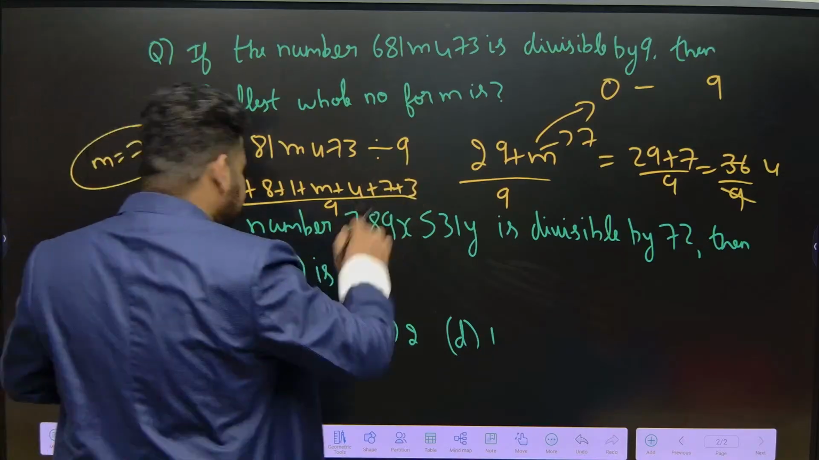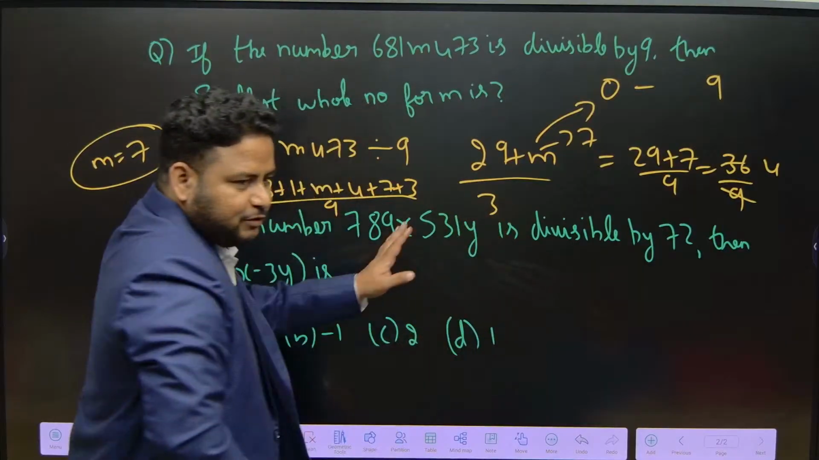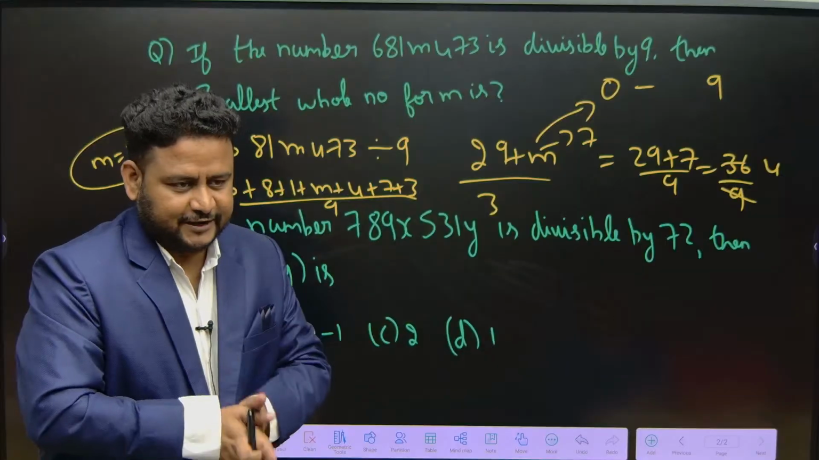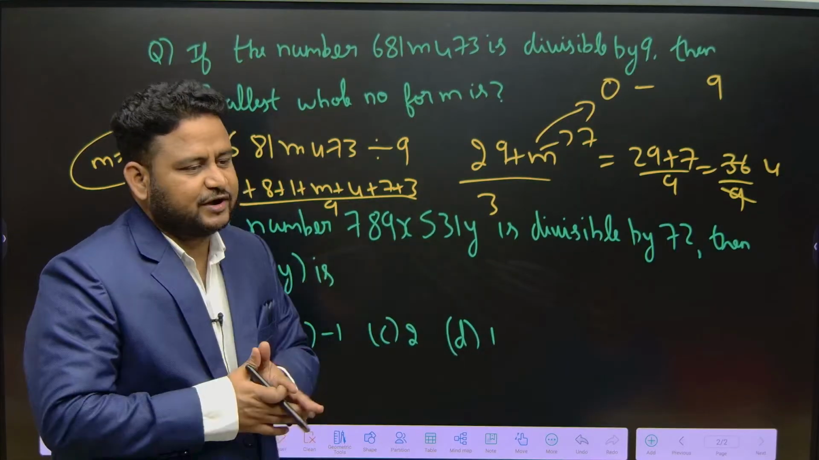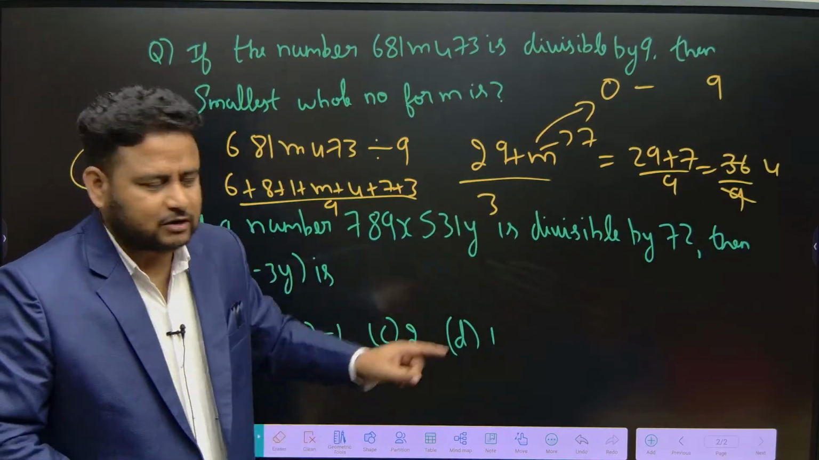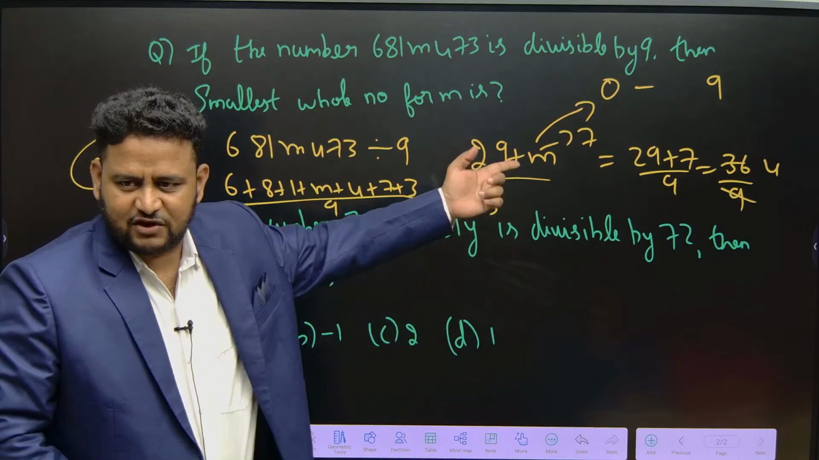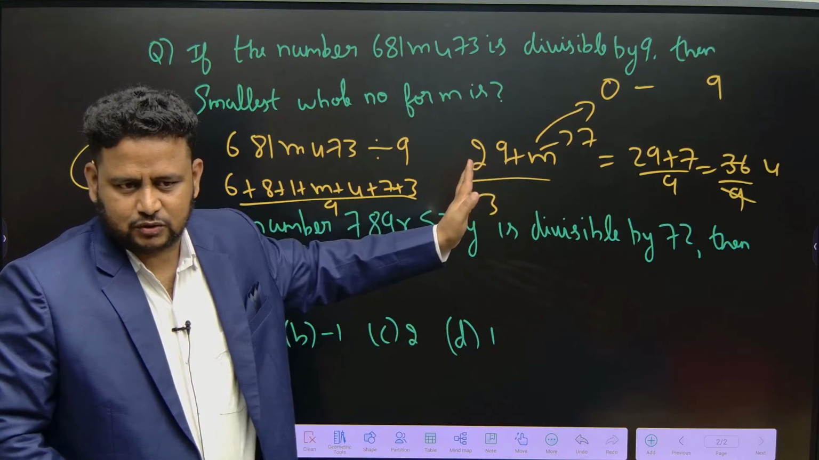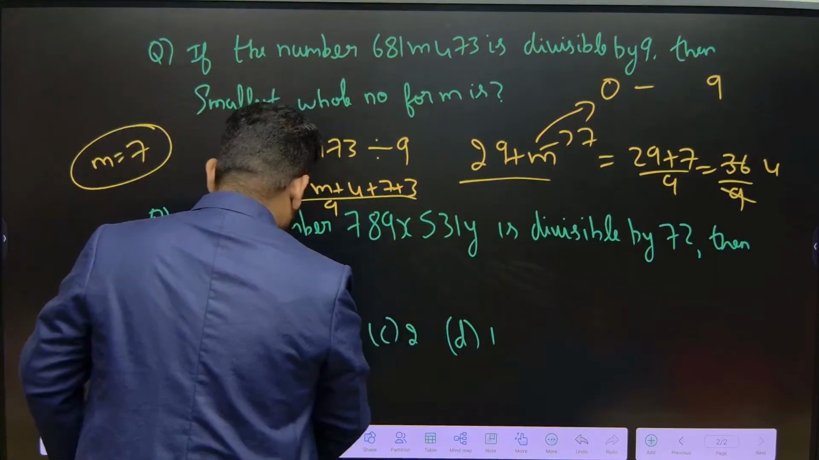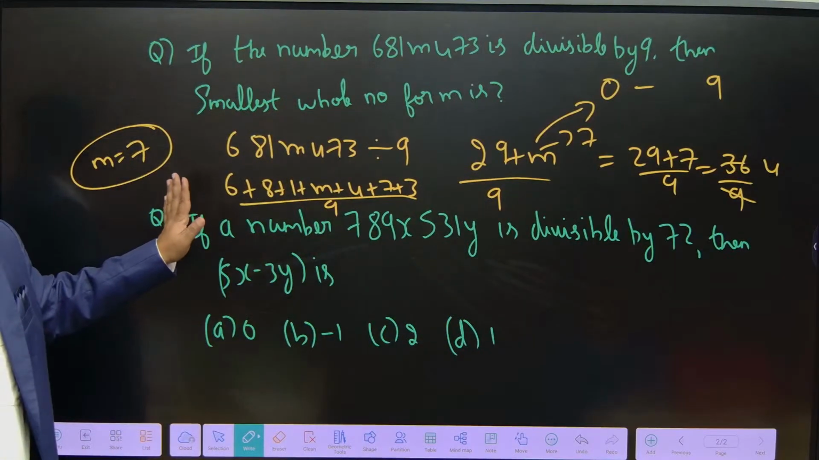Suppose instead of 9, if they had given something like 3, hypothetically I am giving a question. They are telling this entire number is divisible by 3. What is the smallest whole value for m? It should be 1. Why? Because 29 plus 1 is 30. 30 is divisible by 3. Then m value will become 1. Understood? But the question that they have given is 9. This is a question that has been asked in the examination. Clear with this question, everyone?